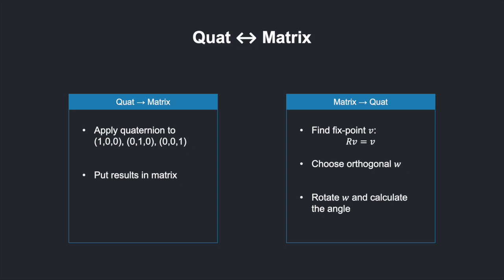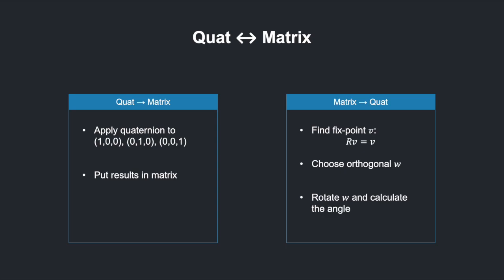For the opposite direction, we first need to find the axis of rotation. This is the one vector that isn't affected by the matrix but stays still. In mathematics, this is called an eigenvector with eigenvalue 1 of the matrix, and there exist simple methods for the calculation of eigenvectors. Knowing the axis of rotation, we can simply choose a unit vector w that's orthogonal to v.